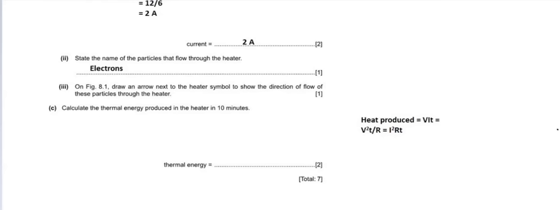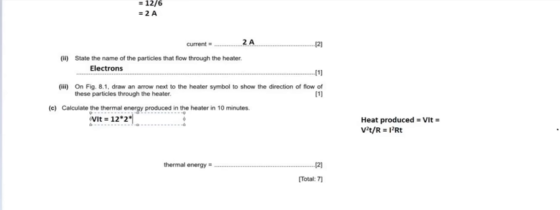So thermal energy, nothing but heat produced in the circuit, is nothing but VIT. So I can use this formula, V, I and T, VIT. We can put the values of the voltage, that is 12 volt. The amount of current we have just calculated over here, that is 2.